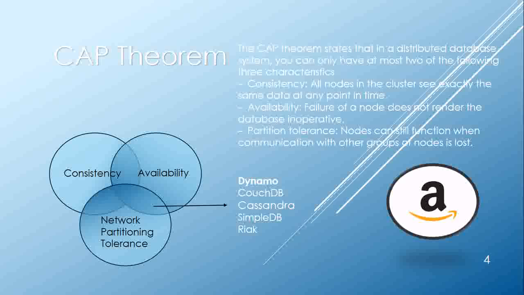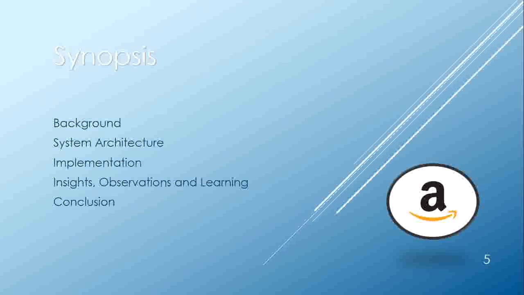So network partitioning, the network traffic, plays an important role. Dynamo compromises on consistency and has high availability and network partition tolerance. These are the principles that aim at availability and network partitioning but slightly compromise on consistency. Let's move on. These are the things we are going to see: the background, how Dynamo evolved, the system architecture, how it is implemented, the observations and learning, and finally the conclusion.